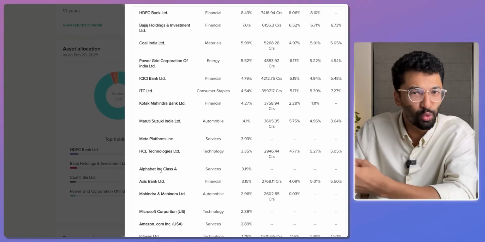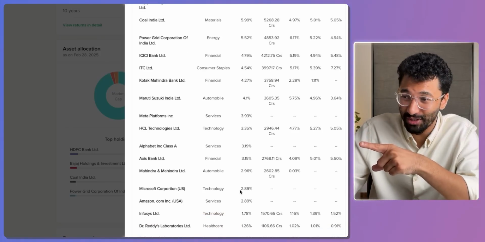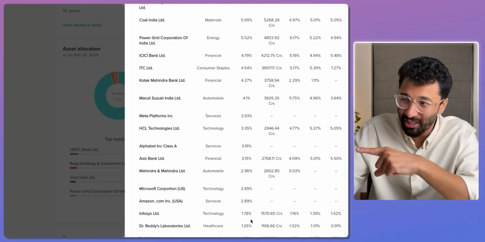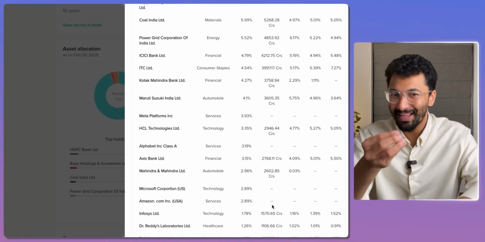Alphabet, which is Google, 3.19% of the money goes there. Then you can see 2 other international stocks here, Microsoft and Amazon, both at about 2.89%. So by investing in this fund, you're getting that international flavor.